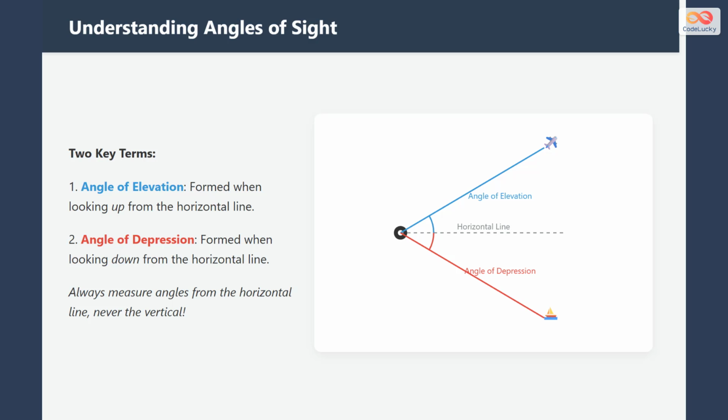First, let's understand the two key angles. The angle of elevation is formed when you look up at an object above you. The angle of depression is formed when you look down at an object below you. Remember, both angles are always measured from the horizontal line.